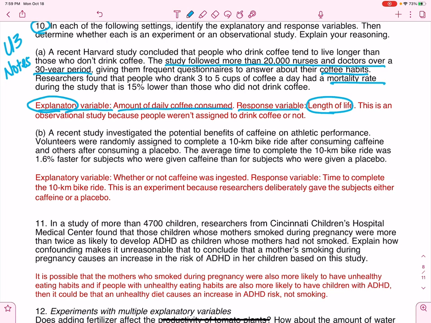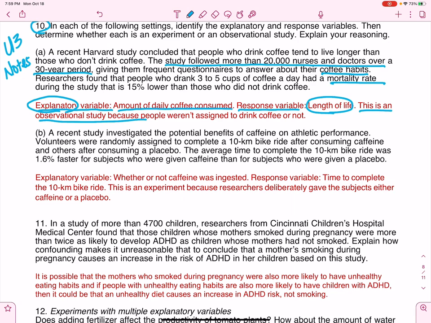Because we followed these people and just watched what they drank, we did not impose a treatment. We didn't tell anyone, hey, you're randomly selected to drink 3 cups of coffee a day. So that makes this an observational study because the people were not assigned randomly to drink coffee or not.